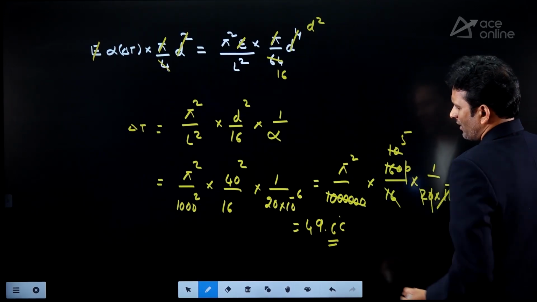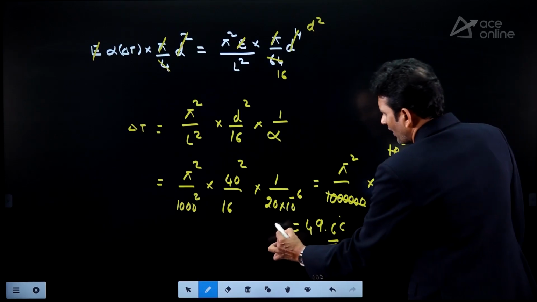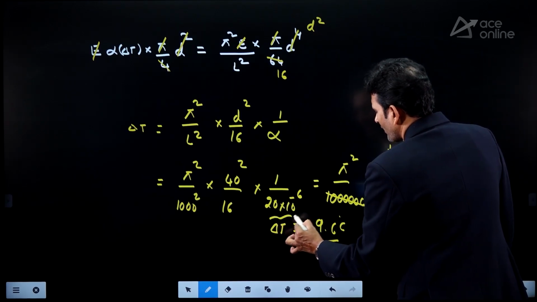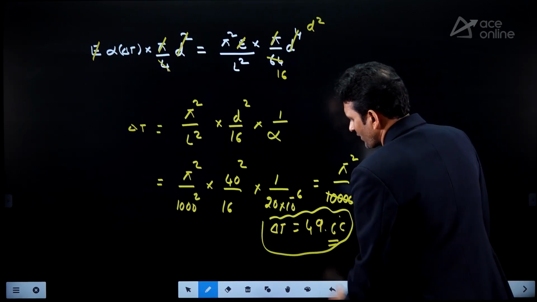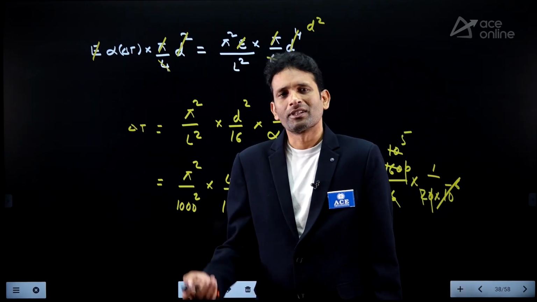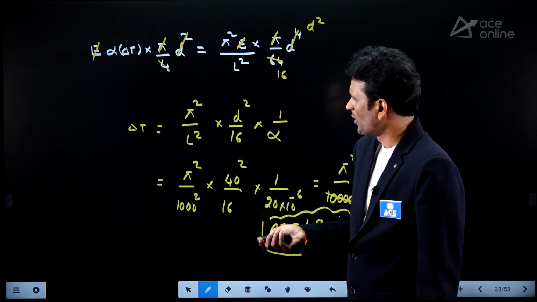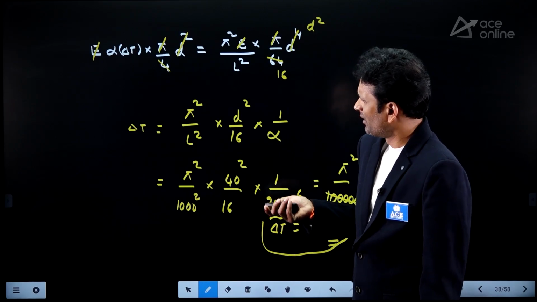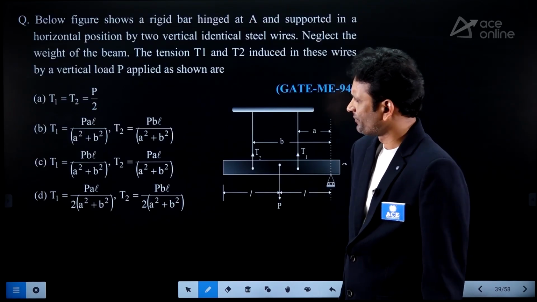So, finally we are having the del T value of 49.6 degrees Celsius. That is causing the buckling in the rod. This temperature change is causing the buckling in the rod. Hope you understand this problem, right? Let's move on to the next question.